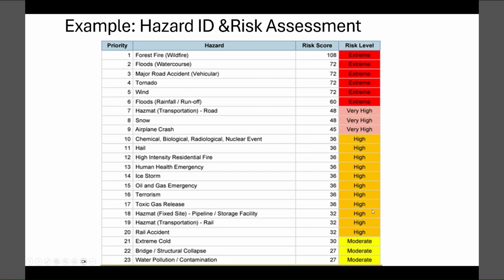Here's an example of hazard identification or risk assessment. Now we're not going to get into what's behind the scores or determining that level, but you can see here where this one is from. They said, well, forest fire, wildfire is our most extreme and highest scoring risk. Then they ranked floods, vehicular accidents, tornado, wind, floods from rainfall or runoff, hazmat incidents, and down and down and down. So this gives you a starting point to say, let's focus on this first versus that.